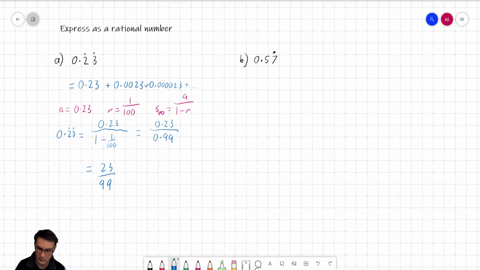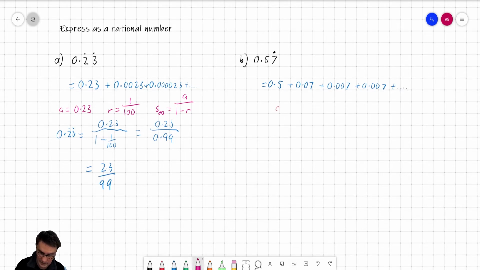So now for the next one, we've got 0.57 repeated. So in this case, only the 7 is being repeated. The 5 is not. So let's again work out our pattern. We're going to have 0.5 plus 0.07 plus 0.007 plus 0.0007. And that's going to start to continue on now.